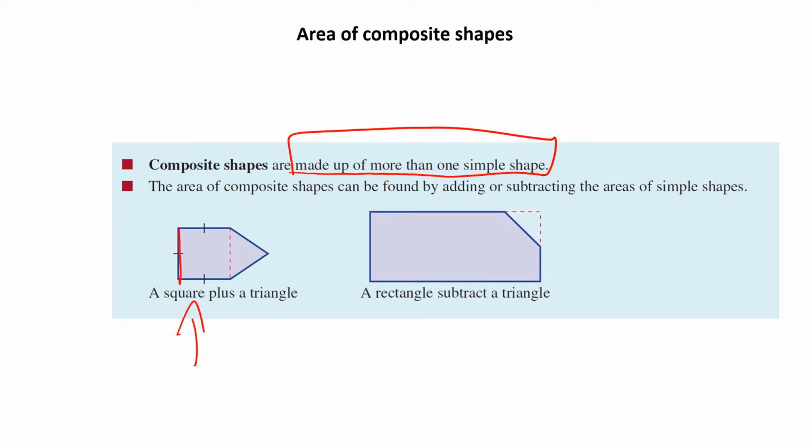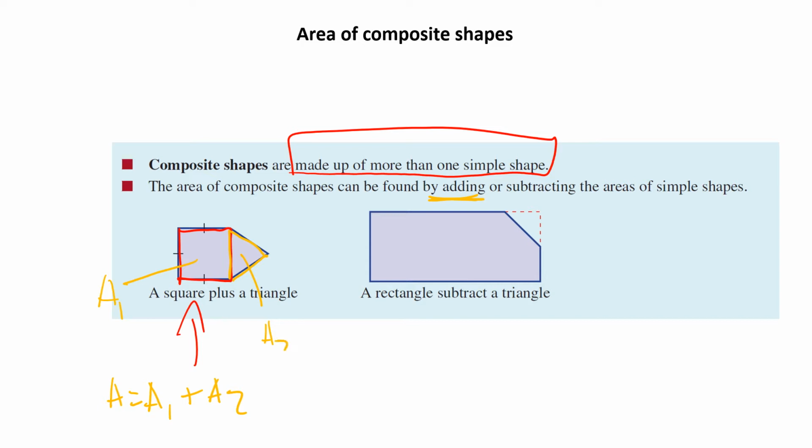I've got a square. I've highlighted that in the red. And then with the orange, I've got a triangle. Okay. So this is an example of adding the shapes together. So I'd find the area of that, let's call it area 1, area 2, and then I would go total area equals area 1 plus area 2, something like that.